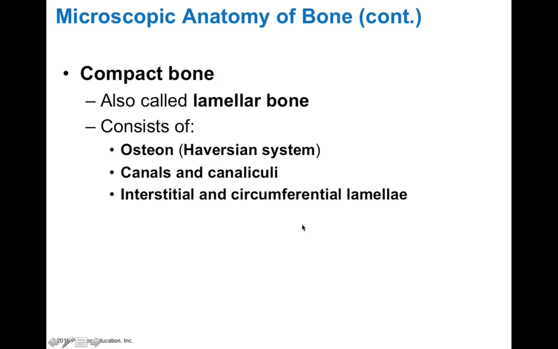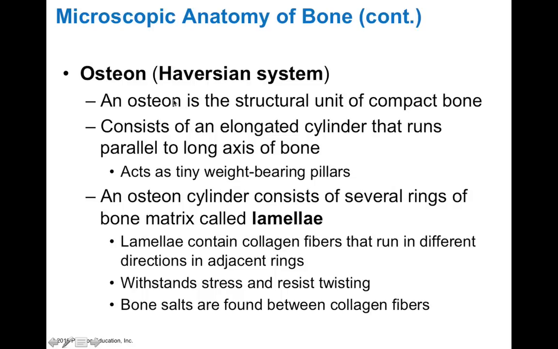Now, compact bone is something we saw earlier, and we said that was what essentially lines the outer surfaces of your bones. It's also called lamellar bone because lamella are basically layers of bone. And compact bone is made of osteons, canals, canaliculi, and interstitial and circumferential lamella. Now, the osteon is what we call a Haversian system, and the osteon is the structural unit of compact bone.